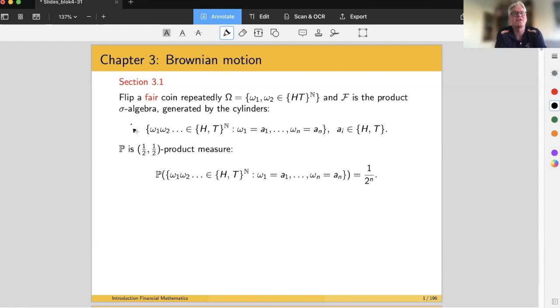The probability measure P that we are looking at is called the product half-half measure. In essence, all it does is look at how many coordinates are specified, if I look at cylinders. Any head comes with a probability 1/2, and any tail also comes with a probability 1/2. So it is defined as follows: the probability of omega 1, omega 2, etc., omega n being a1 up to an is 1/2 to the power n.